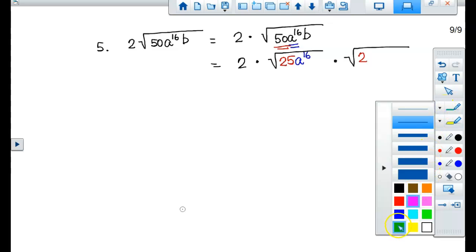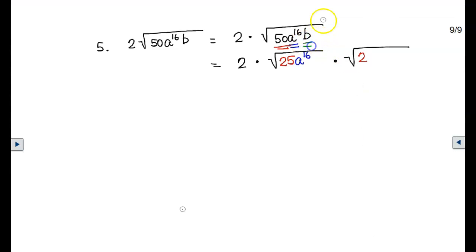And then when I go to my b, notice that his exponent is a 1, not even, and I can't even get an even exponent out of that. So that means the b will go over here with the 2. He is not a perfect square, and I can't factor him so that I get a perfect square.